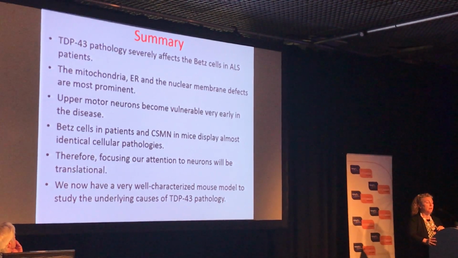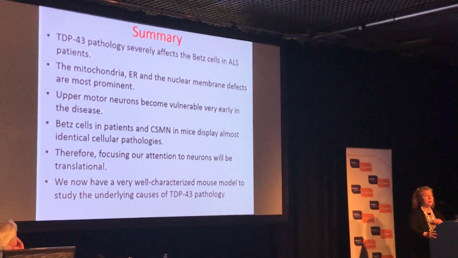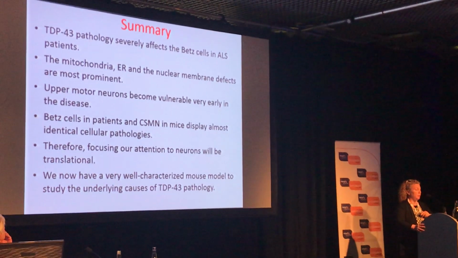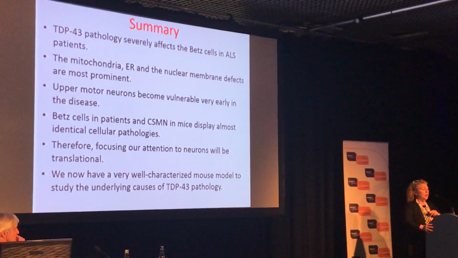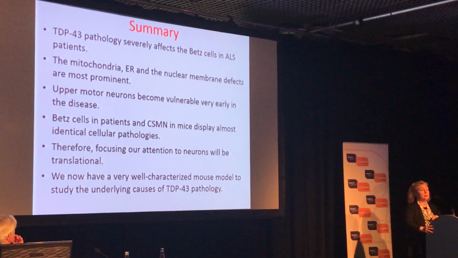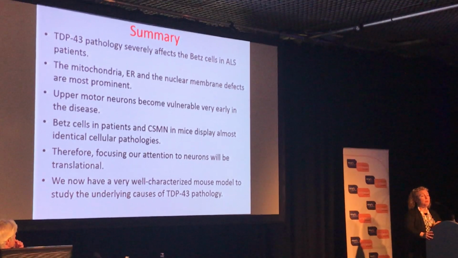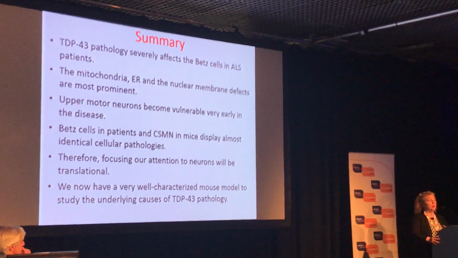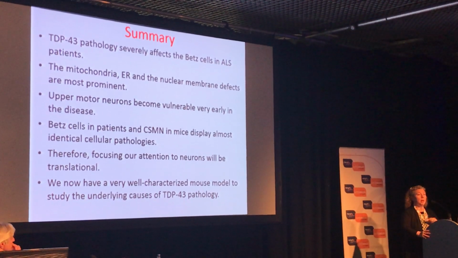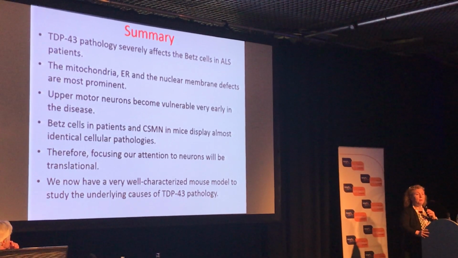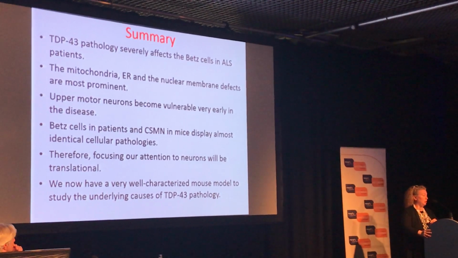Upper motor neurons become vulnerable very early in the disease, especially as we have seen those cellular defects as early as P15, imagine. So the bed cells in patients and CSMN in mice display almost identical cellular pathologies, and I think that's very important. Because we have been putting the blame on the mice, saying that they could not be a good model for human diseases. And I think we've been comparing mice and human. But if we focus our attention on the cells, on the neurons, I think that will be more translational.